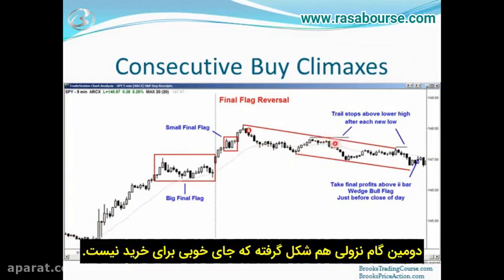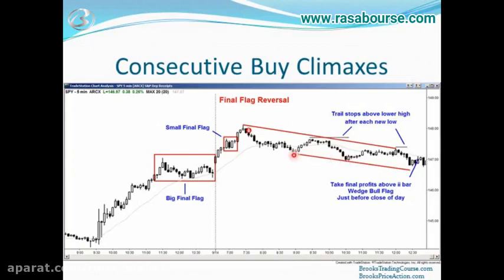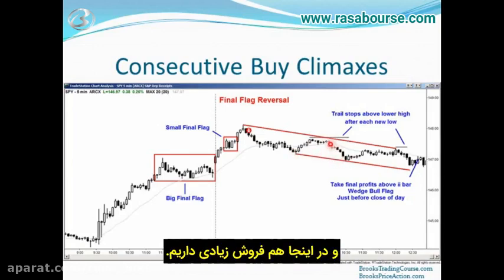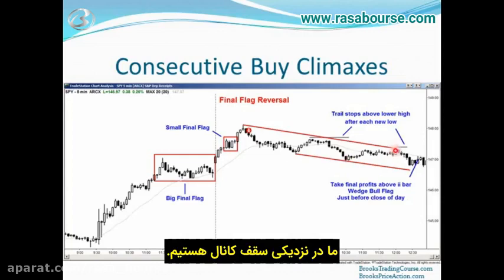Second leg down, not a particularly good buy. You can argue it's a high 2 buy, 2 legs down, 1, 2, but I think the market's always in short, and we have a lot of selling going on here, so I would not be eager to buy. We're near the top of the channel, the developing channel.